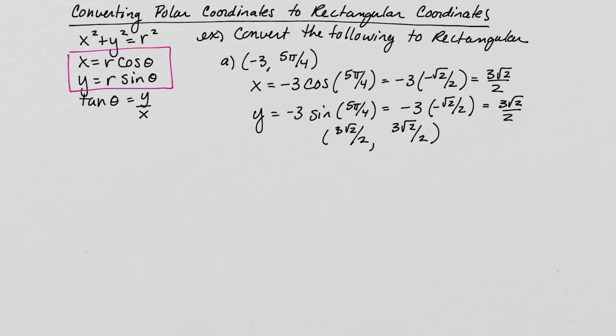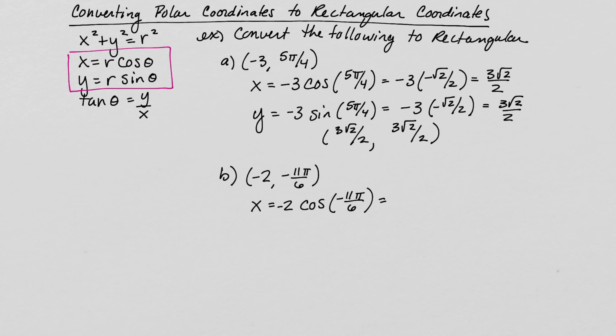So fairly straightforward. We'll do one more example here: -2, minus 11 pi over 6. So x is equal to -2 cosine of minus 11 pi over 6. So remember, the negative on the 11 pi over 6 means you're counting backwards. So if you were using the unit circle and you counted that negative 11 pi over 6 backwards, you're going to end up at the same thing as pi over 6.